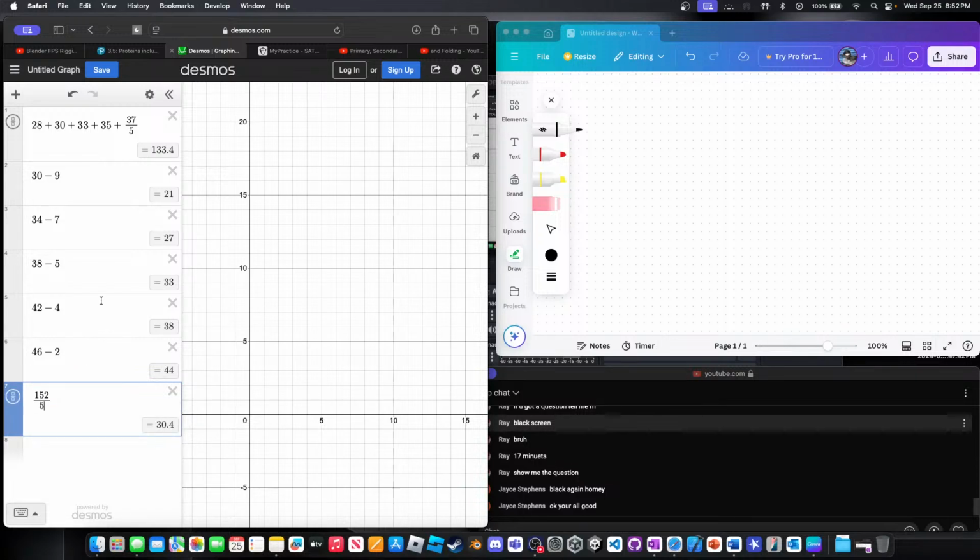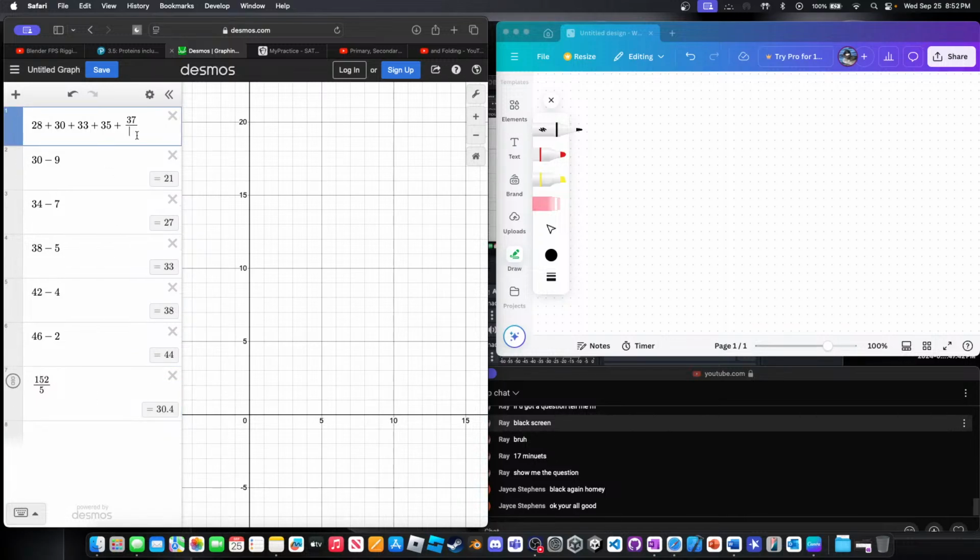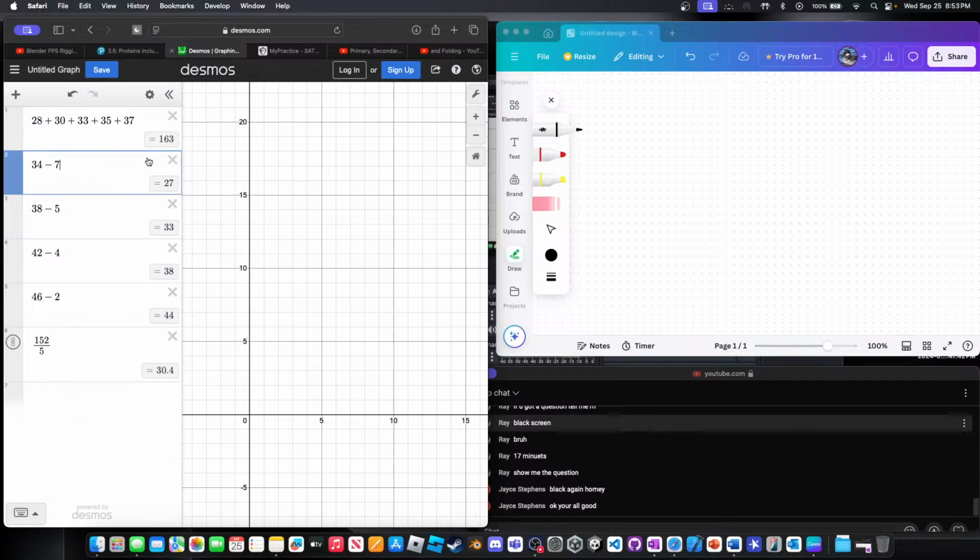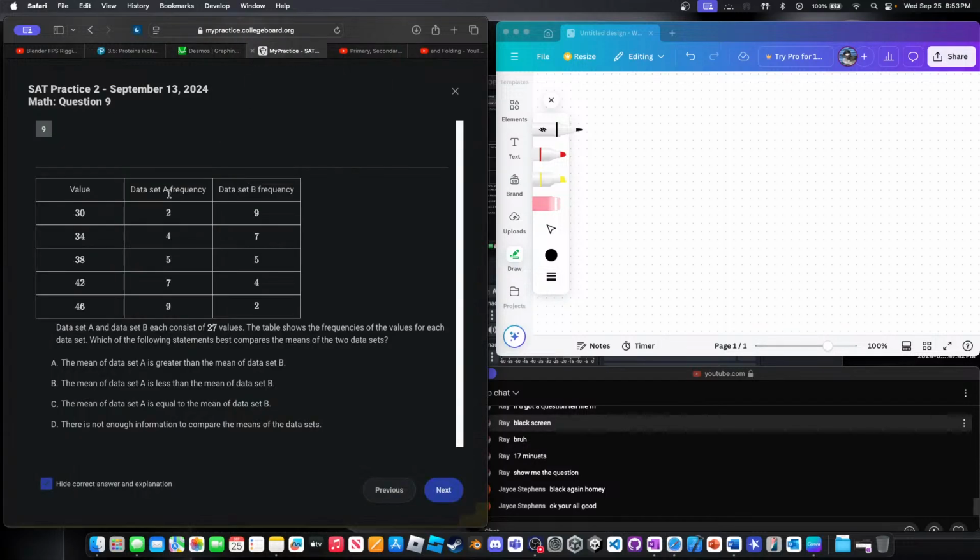Yep, yep. Go down one. Oh, wait, no, hold on. There, 163. 163 over 5. 32.6. So data set A is going to have a greater mean. Should be A, right? Yes.